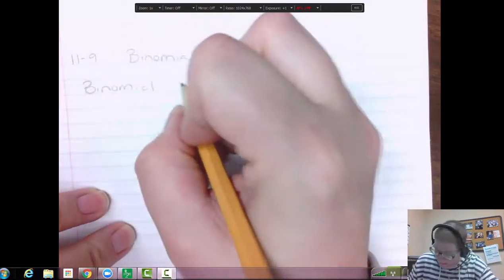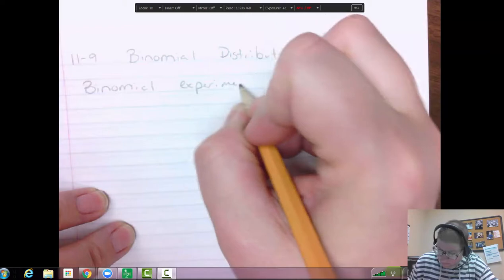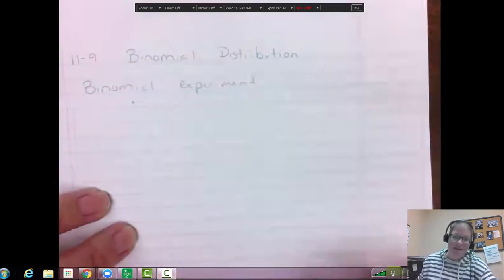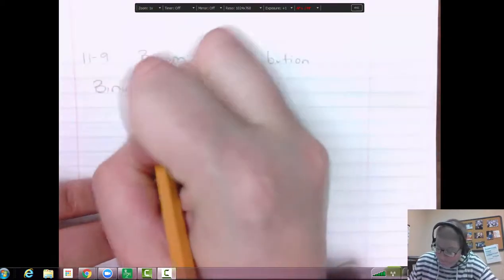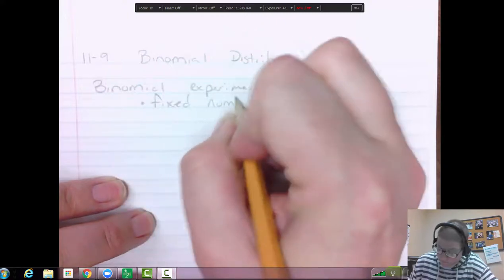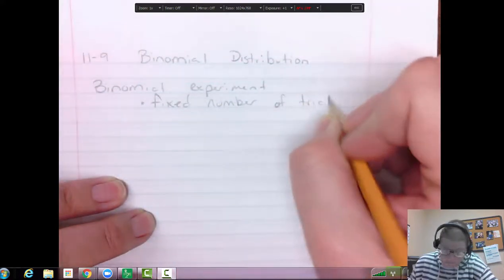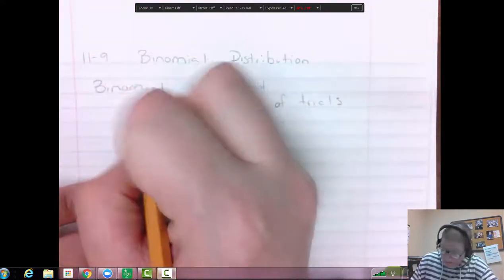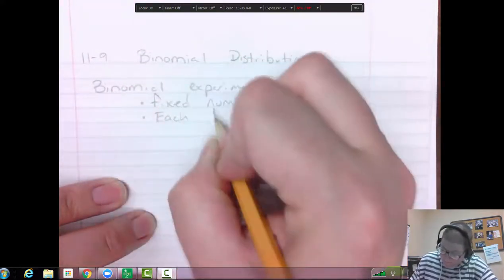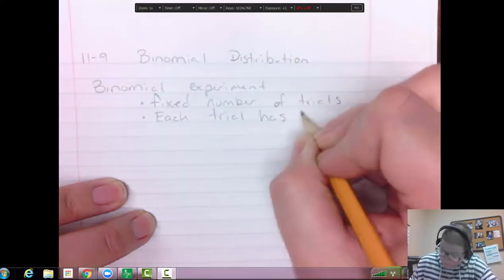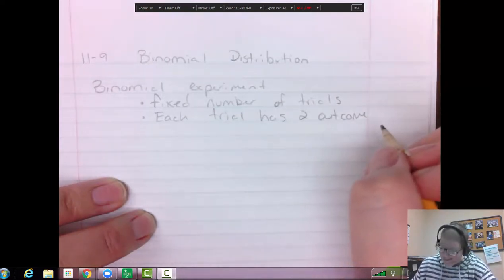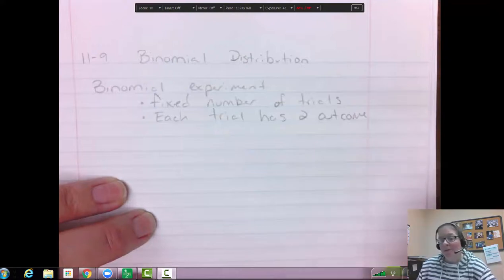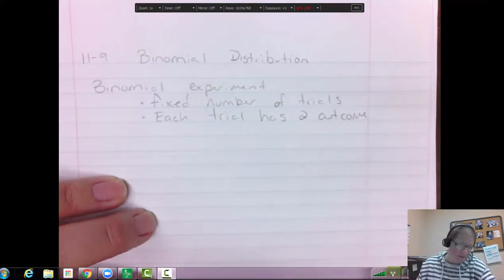A binomial experiment has a couple of different things. It has a fixed number of trials. Each trial has two outcomes. A good example would be flipping a coin, heads or tails. Those are two outcomes. It could be talking about weather, whether it rains or it doesn't rain. You have two outcomes. It either does or doesn't.